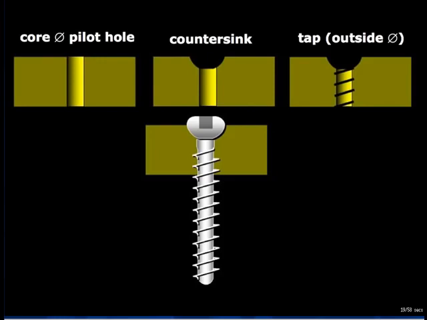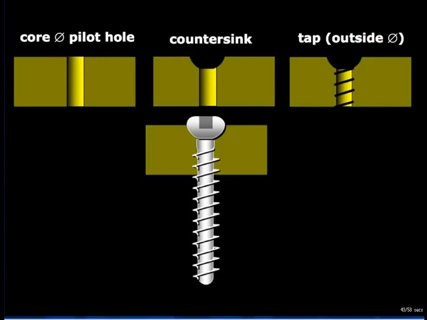For example, the core diameter of a standard cortical screw is 3.1 millimeters, and so a 3.2 millimeter drill bit is used for the pilot hole. If the screw is inserted so that the head will directly contact the cortical bone surface, the bone is countersunk to receive the head. This will be discussed shortly.